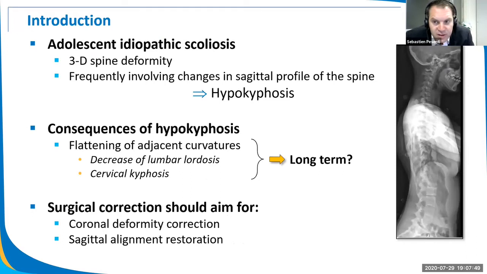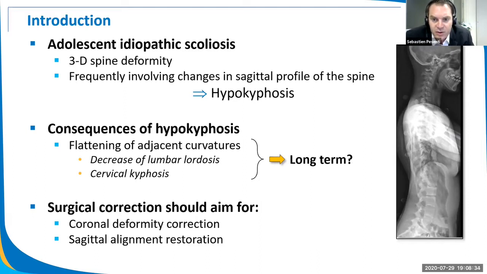As you all know, adolescent idiopathic scoliosis is a three-dimensional deformity. Three-dimensional meaning that there is often a deformity in the sagittal plane, quite frequently with flattening of the thoracic spine, especially in thoracic curvatures, with patients with a hypokyphosis. The consequence of this hypokyphosis is obviously the flattening of the adjacent curvatures, as the curvatures of the spine are supposed to be proportional between each other. So if you have a flattening of the thoracic area, you will have a decrease of the lumbar lordosis, and frequently a cervical kyphosis associated with this deformity.